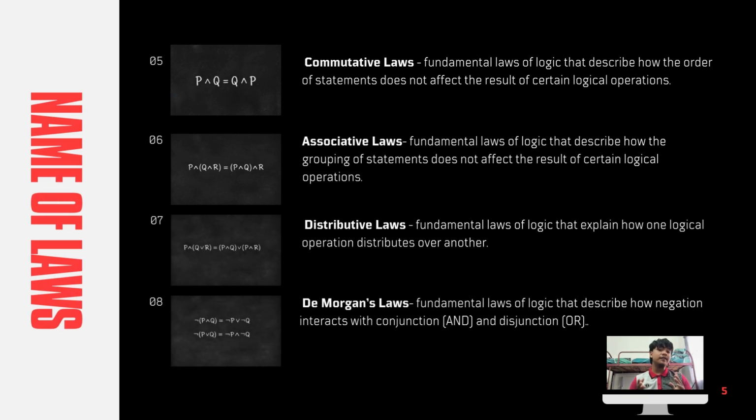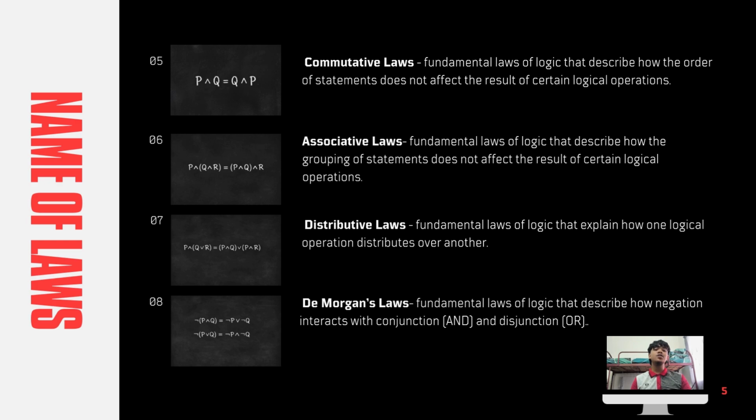Next, the commutative law. This law tells us that the order of the statements does not affect the result. P or Q equals Q or P. P and Q equals Q and P. For example, if P equals true and Q equals false, then P or Q equals true and Q or P equals true. Same result. So, we can change the order without changing meaning.